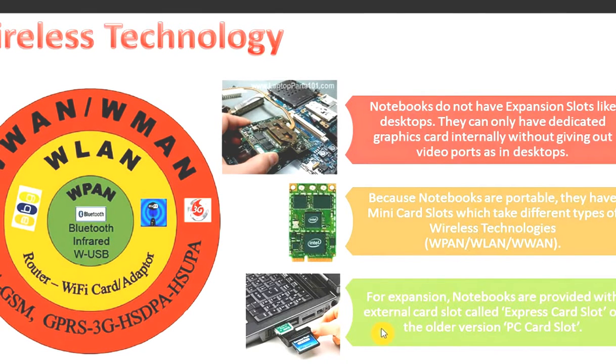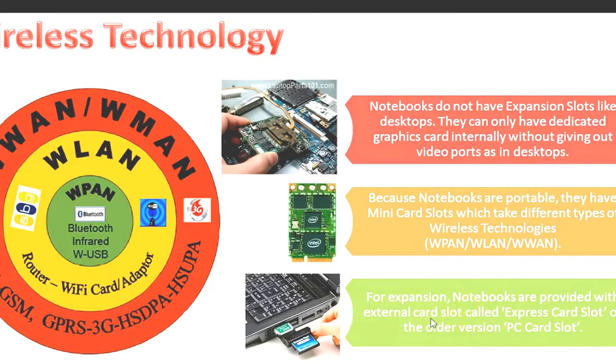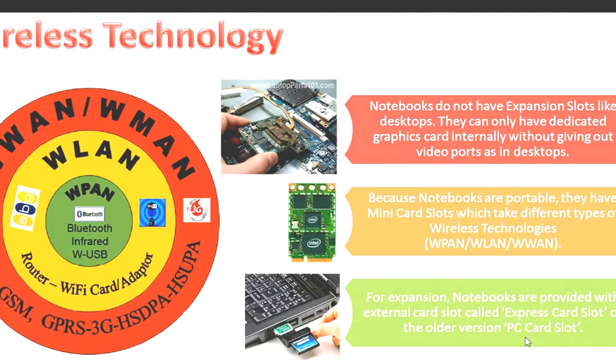Let's go to the third point. For expansion, notebooks are provided with an external card slot. Now remember, notebooks do not have internal expansion slots, right? So for expansion, notebooks are provided with an external card slot called the Express Card slot, or the older version was called the PC Card slot. There are two different card slots. All the newer notebooks have the Express Card slot, while the older notebooks may still be using the PC Card slot. Look, here you would see that those Reliance cards or those mobile broadband cards can directly get into this slot. Well, it's not just mobile broadband cards.